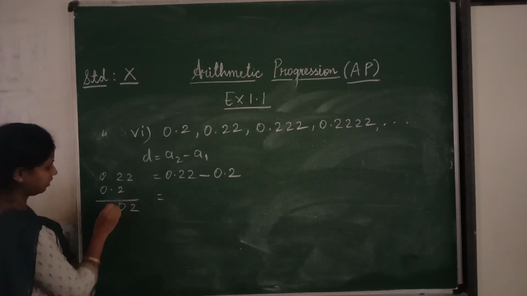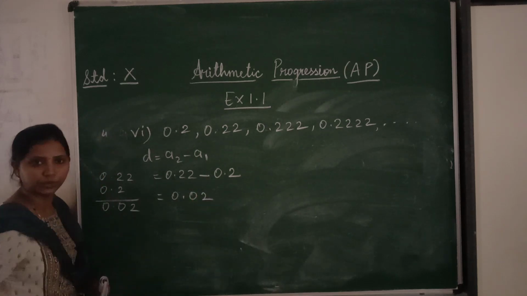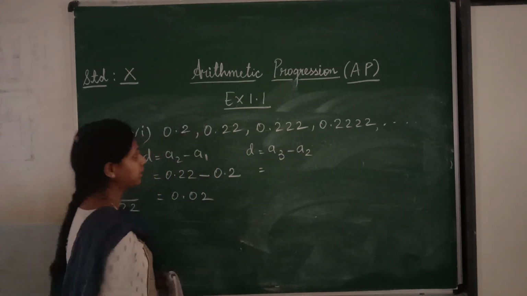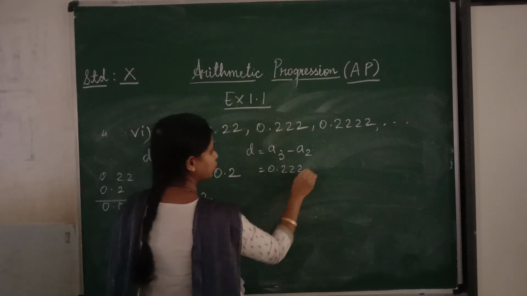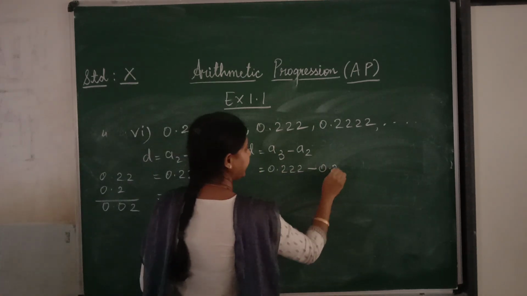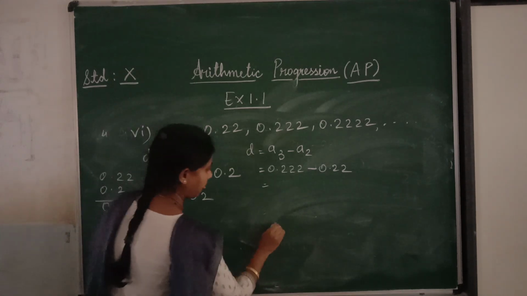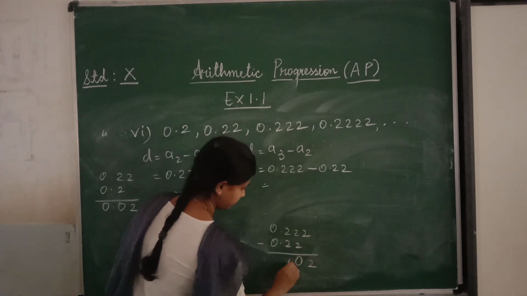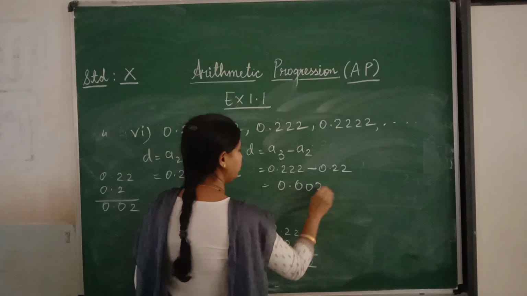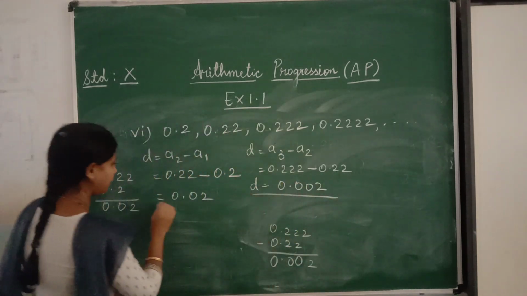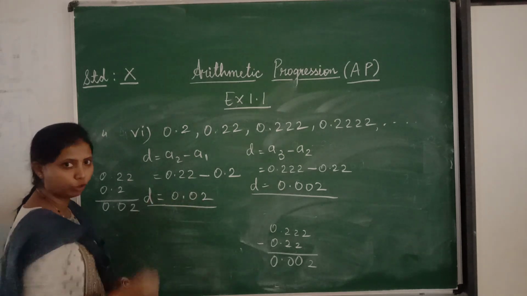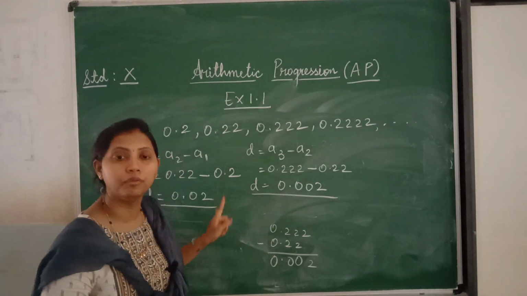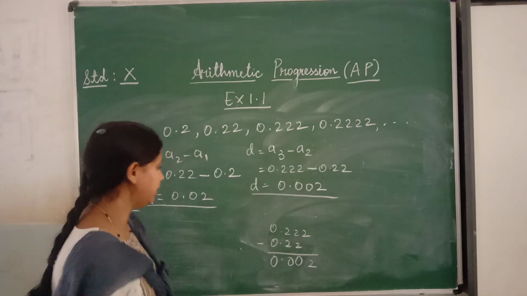So what you get? 0.02 you get. Now again find A3 minus A2. What is A3? Third term, 0.222, minus A2, that is 0.22. Subtract it. So you got 0.002. You can see now the difference. Here it is 0.02 and here it is 0.002. So it is not the same. The difference is different. Therefore it does not form an AP.